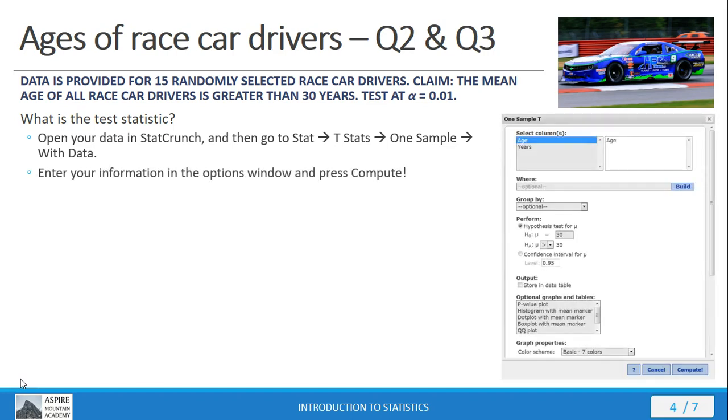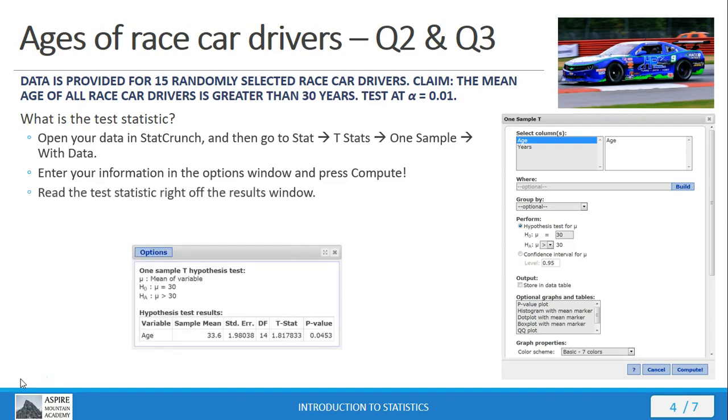In the options window that comes up at the top, you're going to select the age column. That's where your data is at. And then down below, the radio button for hypothesis test, that's the default. You want to make sure those fields underneath it match what you have for your null and alternative hypotheses so that you get the right test statistic number out. And then you're going to go ahead and hit compute.